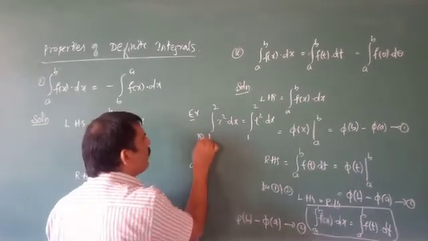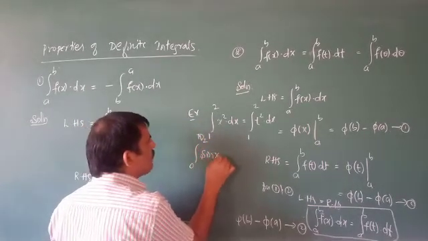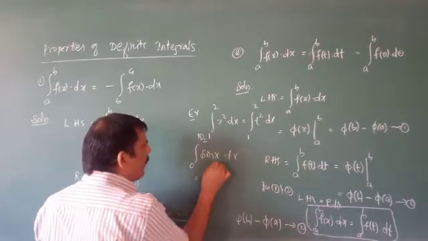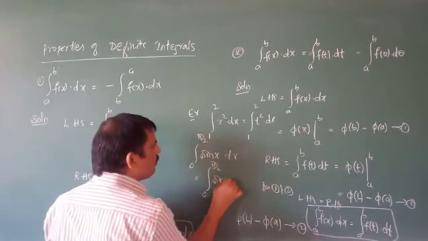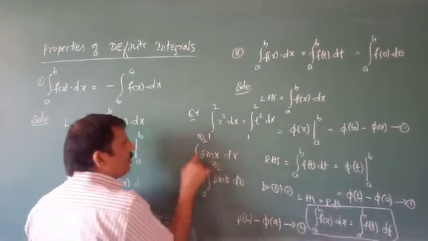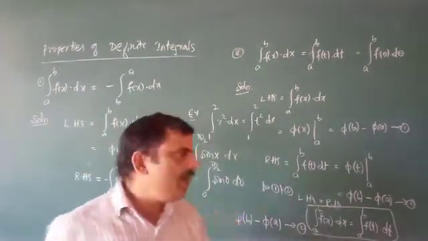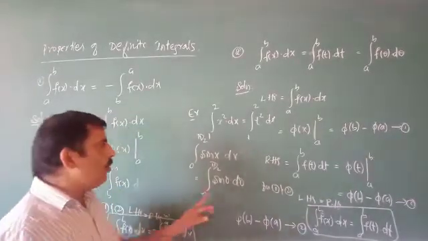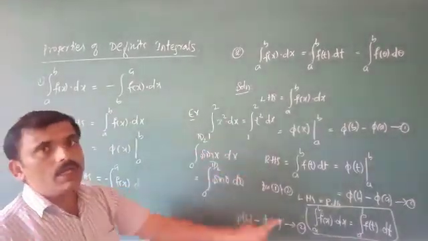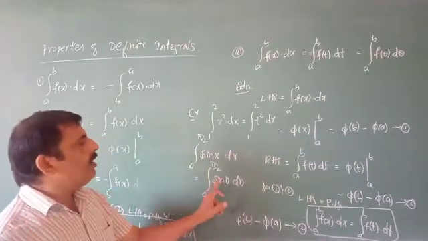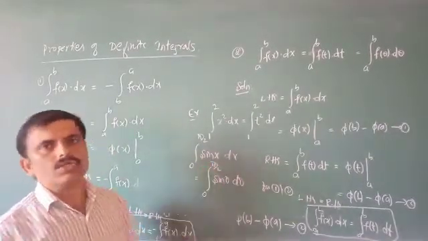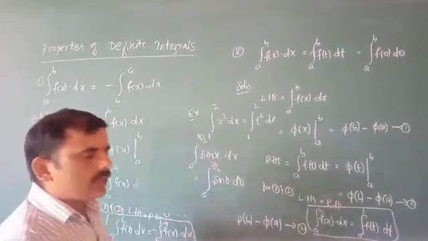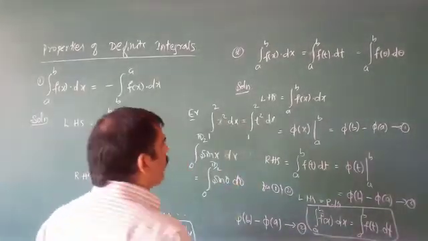Next, look at the integral from 0 to pi by 2 of sin x with respect to x. What can we write for this, sir? The integral from 0 to pi by 2 of sin theta with respect to theta. In a definite integral, if x is replaced by another variable theta or t, the value of the integral does not change. Its value will be the same, that is what the second property says.